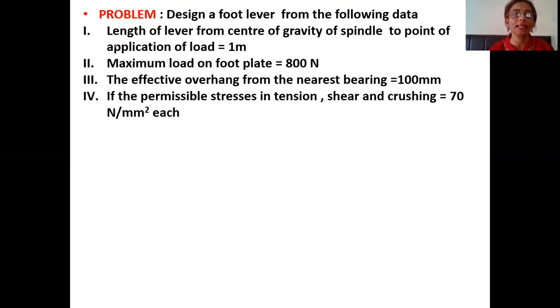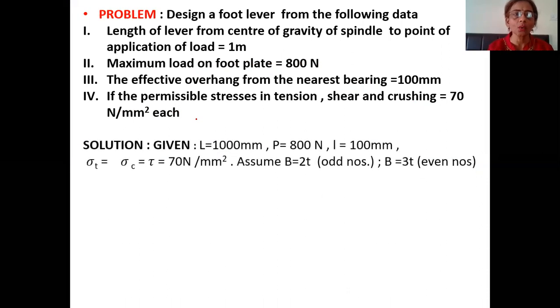We are given that the length of the lever from the center of gravity of the spindle to the point of application of load is 1 meter. Maximum load on the foot plate is 800 Newton. Overhang length from the nearest bearing is 100 mm. Tensile, shear and crushing stresses are given as 70 Newton per mm square each.